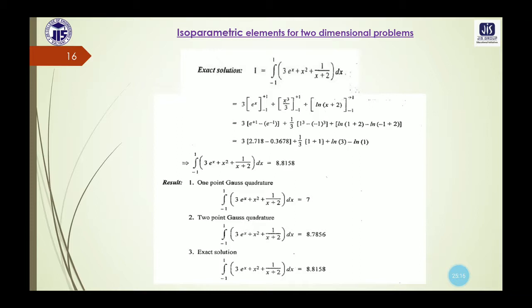Next, we have found the exact solution of the given integral, and finally we have compared the values that we have got using the one-point Gaussian quadrature, two-point Gaussian quadrature, and the exact solution of the given numerical. So this is the procedure that we have applied here for this numerical number 3.